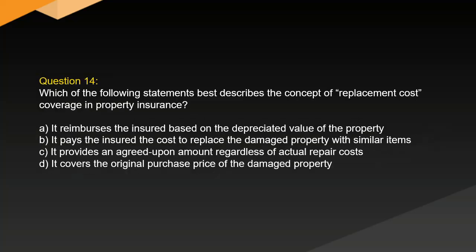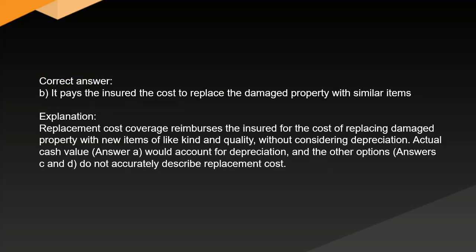Question 14. Which of the following statements best describes the concept of replacement cost coverage in property insurance? A. It reimburses the insured based on the depreciated value of the property. B. It pays the insured the cost to replace the damaged property with similar items. C. It provides an agreed upon amount regardless of actual repair costs. D. It covers the original purchase price of the damaged property. Correct answer. B.